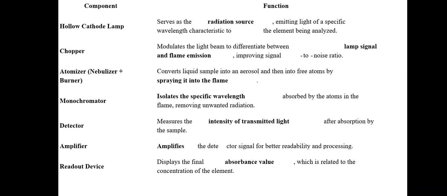Atomizer converts liquid sample into aerosol and then into free atoms by spraying it into the flame. Monochromator isolates the specific wavelength absorbed by the atoms in the flame, removing unwanted radiation. Next unit is detector. Detector measures the intensity of transmitted light after absorption by the sample.